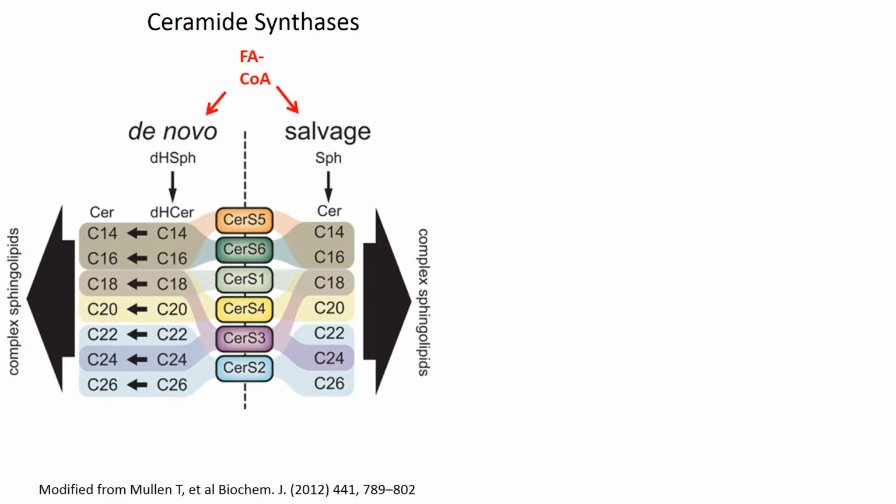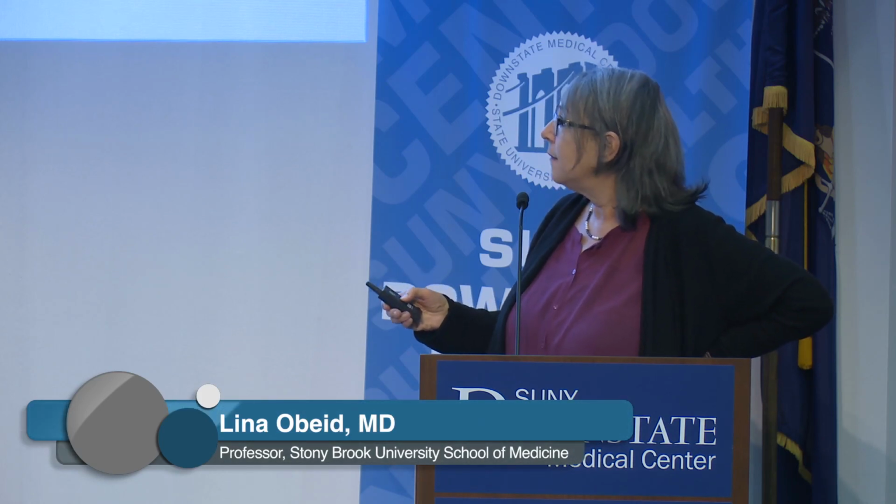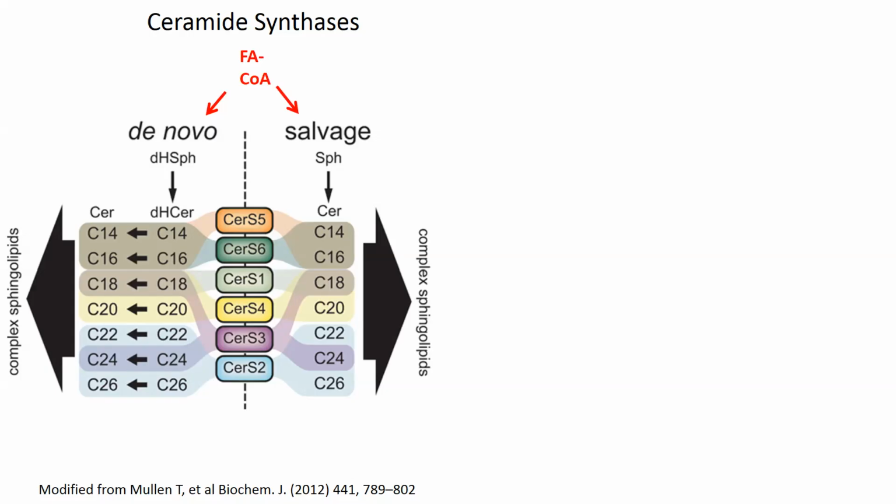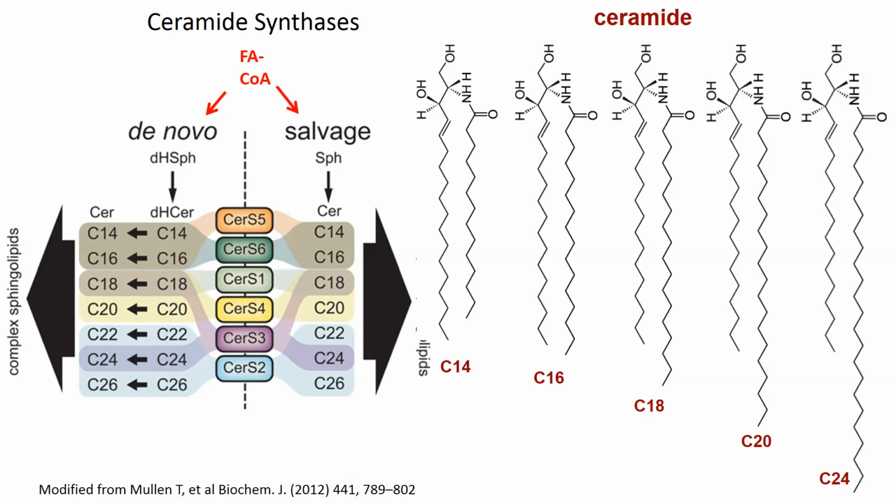So I will start by discussing ceramide. Ceramide is synthesized in cells by the de novo synthetic pathway. Interestingly, there are 6 enzymes that make ceramide in cells. They're called CERS, ceramide synthases 1 through 6, and they make ceramides of different chain lengths. I'll illustrate this with this picture.